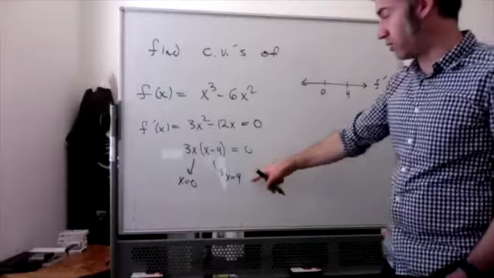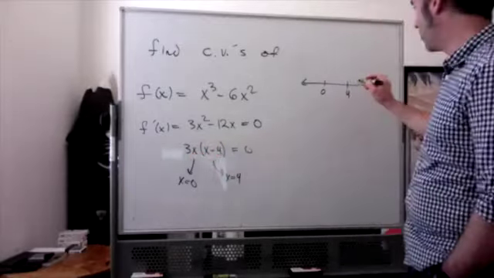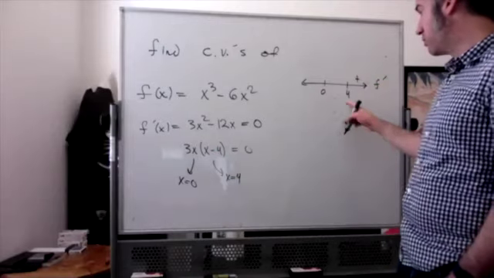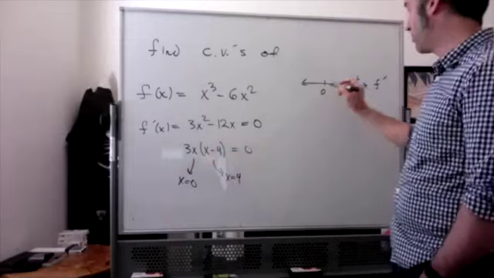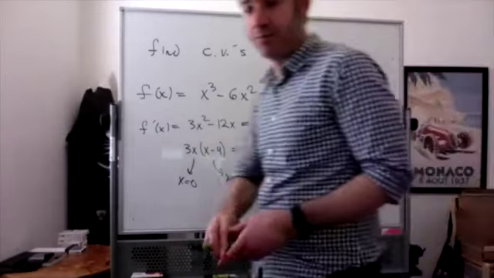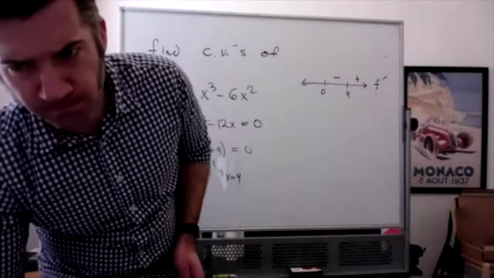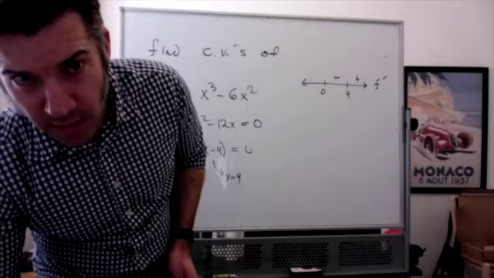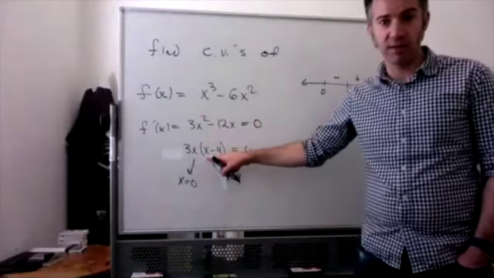So picking a value larger than 4, like 5, 3 times 5 is positive, 5 minus 4 is positive, the whole thing is positive. And then between 0 and 4, I can pick 2. 3 times 2 is positive, 2 minus 4 is negative, product is negative. And then over here, less than 0, I can pick something like negative 1. 3 times negative 1 is negative, negative 1 minus 4 is negative, but negative times negative is positive.